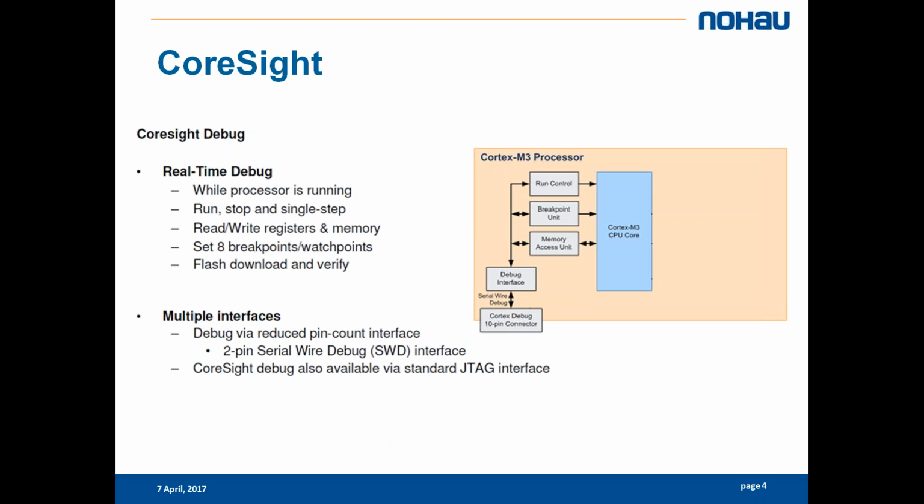So if we start talking about debug, or level 1 as I like to call it, here you interface your CoreSight via the JTAG, which is a 20-pin interface, or a serial wire debug, which is a 2-pin interface. Then you can control the run control block, the breakpoint unit, and the memory access unit. So with this access, you can stop and single step your CPU, read and write the memory, so registers, peripherals, variables, and so on. You can put breakpoints, and you can download and verify the flash.